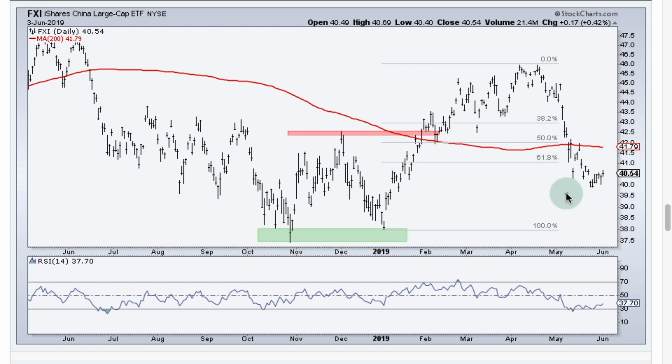I would say if it can get back above that 200-day, then that would be a very positive development for FXI, and that could be positive for the U.S. stock market and technology, because if China bounces, that could mean the market is starting to view whatever's going on out there more favorably.